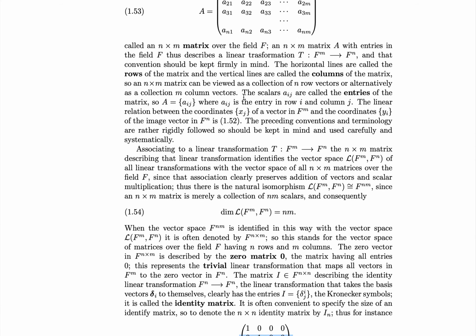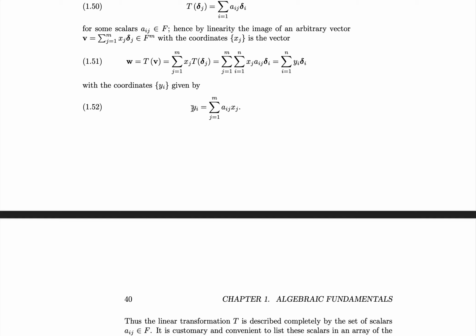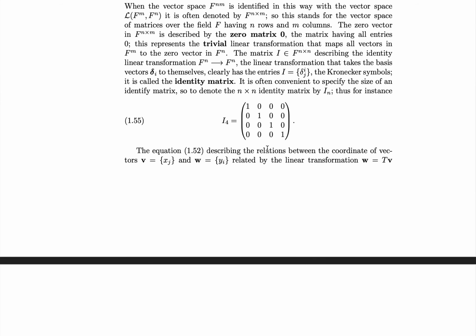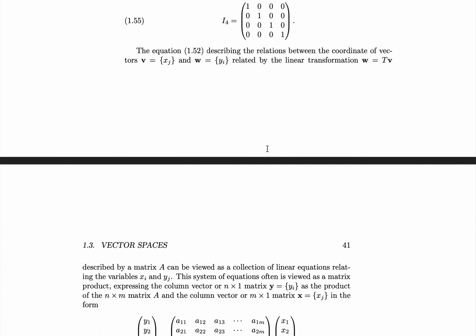If we look back to equation 1.52, which expresses the coordinates yi in terms of the sum of the matrix entries times the original coordinates of the vector with respect to whatever field you're using, we see that you can view this equation as a collection of linear equations relating the variables xi and yj.